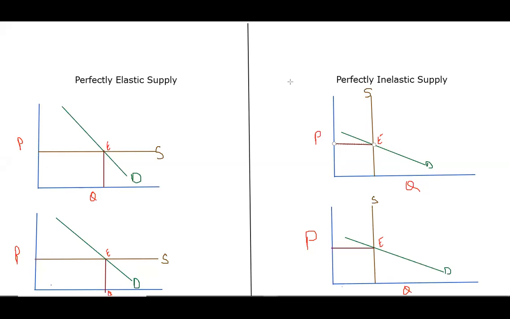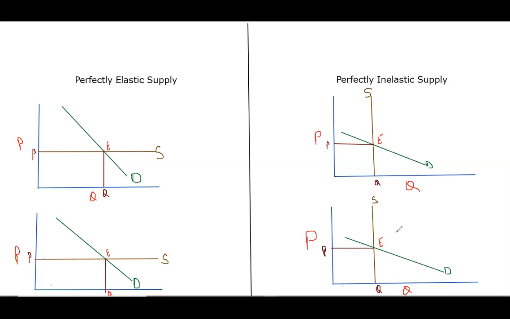So we have drawn 4 curves over here. The first 2 cases on the left hand side are the perfectly elastic supply cases, and on your right hand side are the perfectly inelastic supply cases. Now what is going to happen? This is equilibrium quantity, this is equilibrium price, and over here we have equilibrium price and equilibrium quantity, right?